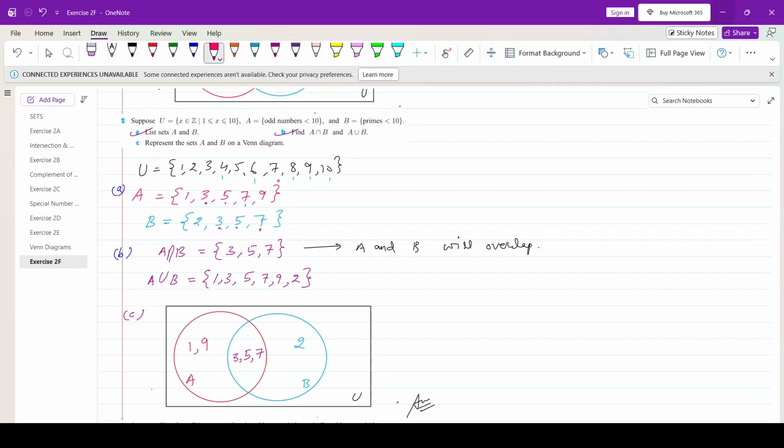Now for the universal set, we know that out of the elements of the universal set, we have considered 1, 2, 3, 4 has not been considered, 5, 6 has not been considered, 7, 8 has not been considered, 9 is here, 10 has not been considered. Therefore, outside set A and B and inside this universal set U, we'll write 4, 6, 8 and 10.